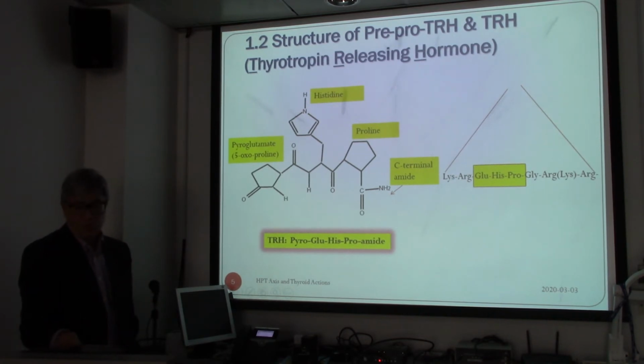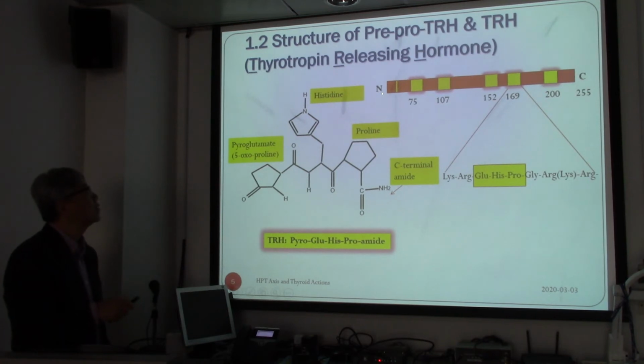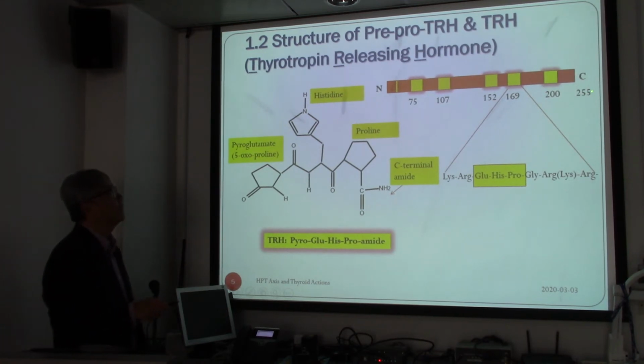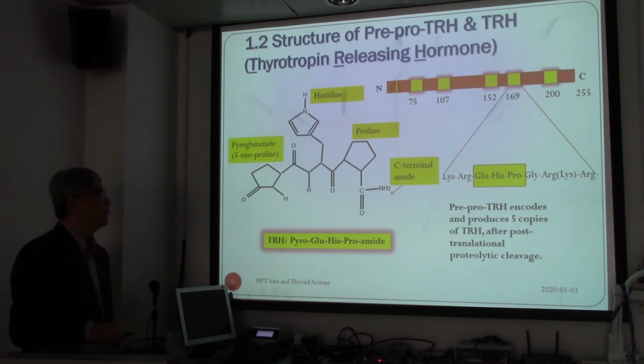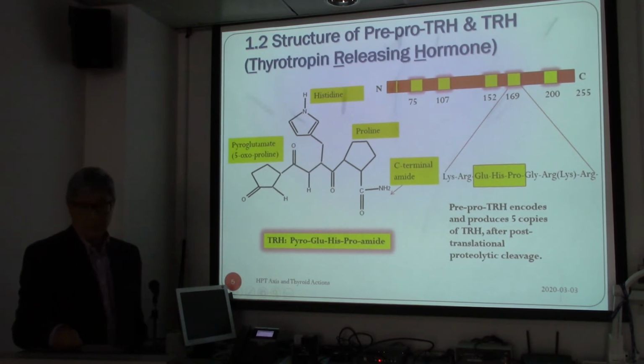The gene encoding it will produce a polypeptide of 255 amino acids that could be cleaved to form 5 of these small peptides. This is called the pre-pro-TRH. After cleavage, TRH would be released. One molecule could release 5 TRH. So 5 copies of TRH will come from post-translational processing, or proteolytic cleavage.